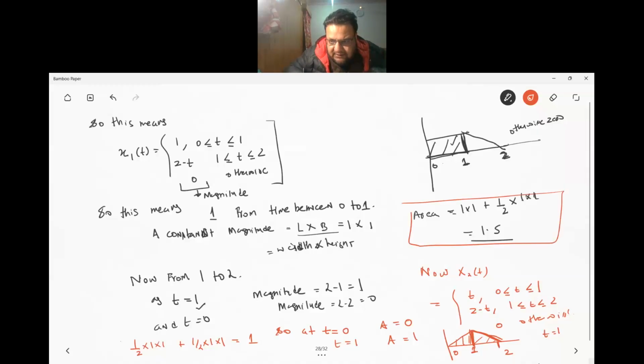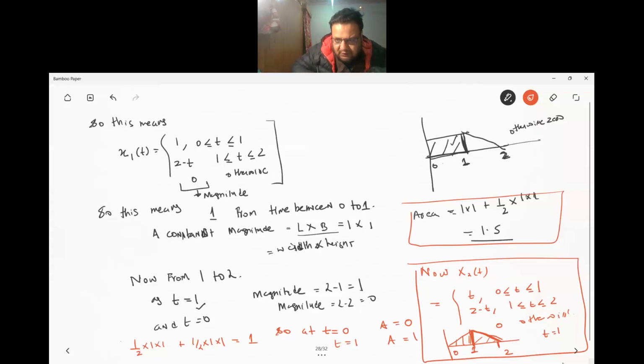Okay, here it is. So x2 of t is basically t for t between 0 and 1. That means the value of the signal is equal to t. If the time is 0, this is 0. If the time is 1, it is 1. So this is moving like this, 0 to 1, right? And the second part of the signal is 2 minus t, which is obviously like this.